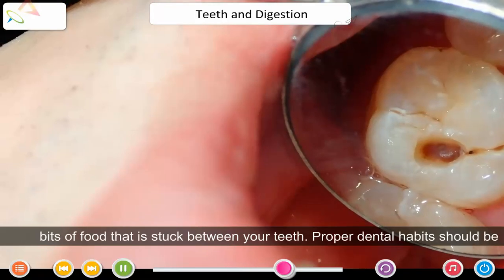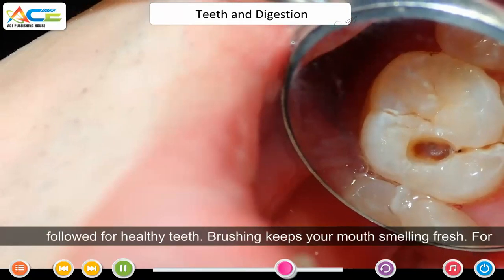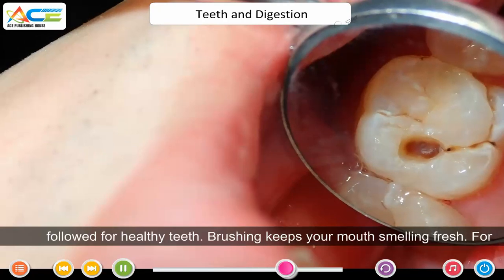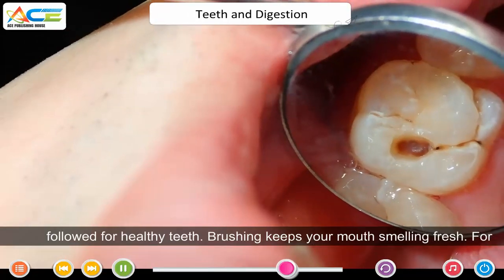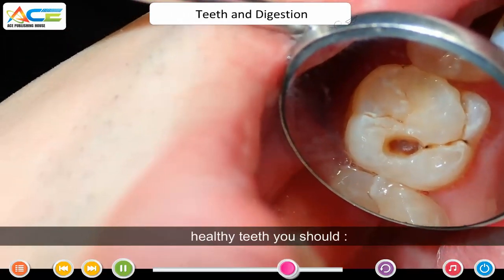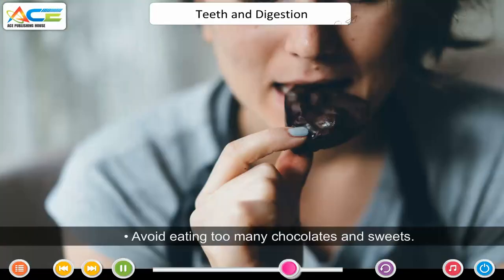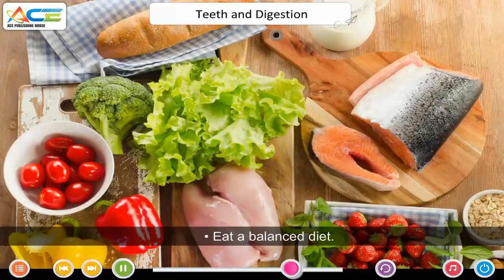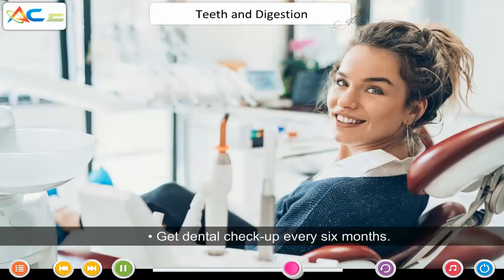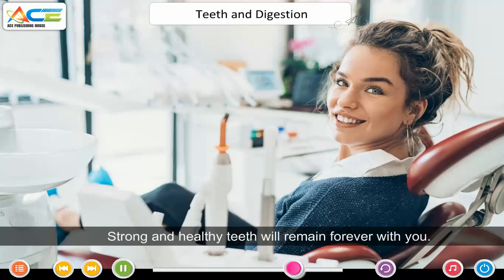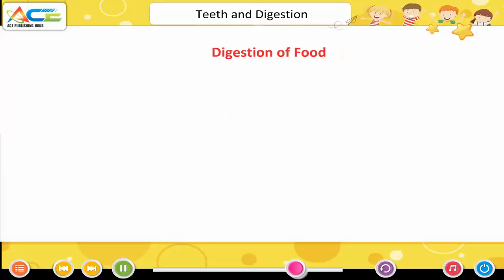Proper dental habits should be followed for healthy teeth. Brushing keeps your mouth smelling fresh. For healthy teeth, you should brush your teeth correctly and regularly. Avoid eating too many chocolates and sweets. Eat a balanced diet. Get dental checkup every 6 months. Strong and healthy teeth will remain forever with you.